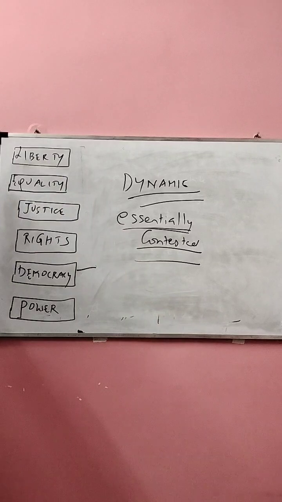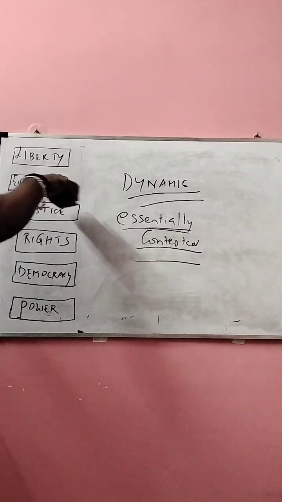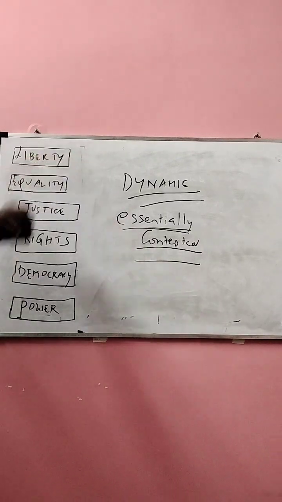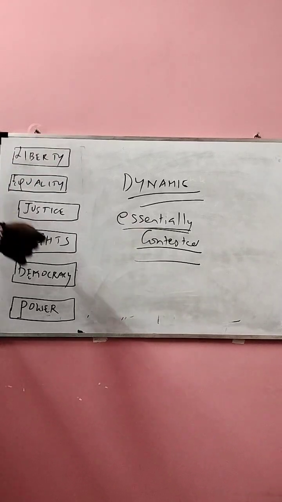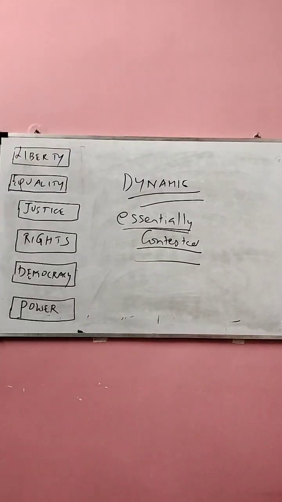If you take justice, you will study how rights are seen within the concept of justice. You will study how equality is studied within justice. Similarly, if you take equality, you will find how justice, rights, and power are studied and analyzed within equality. So the 6 concepts are related to each other, they are associated with each other.